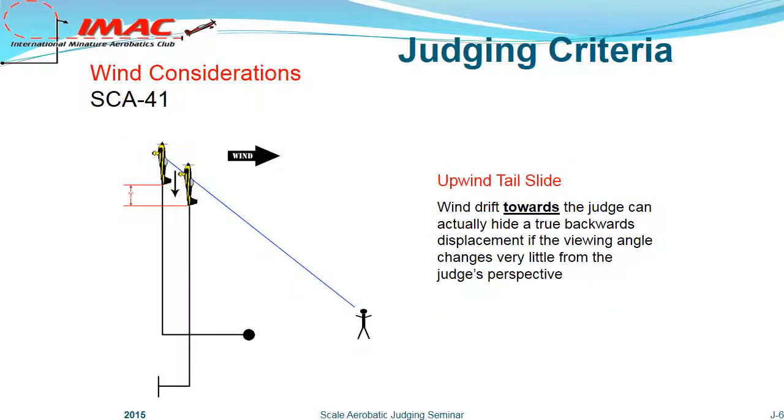Consider also a tail slide executed with the aircraft drifting toward the judges. In this case, the aircraft may appear to have no backward slide and may even appear to climb slightly. Judges need to take these factors into account, and of course, the competitor is given the benefit of the doubt. This concludes Family 6, tail slides.